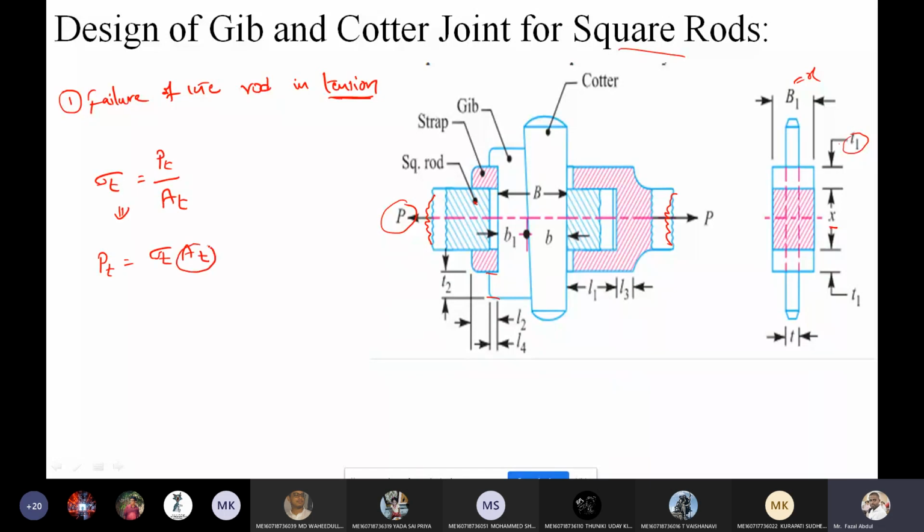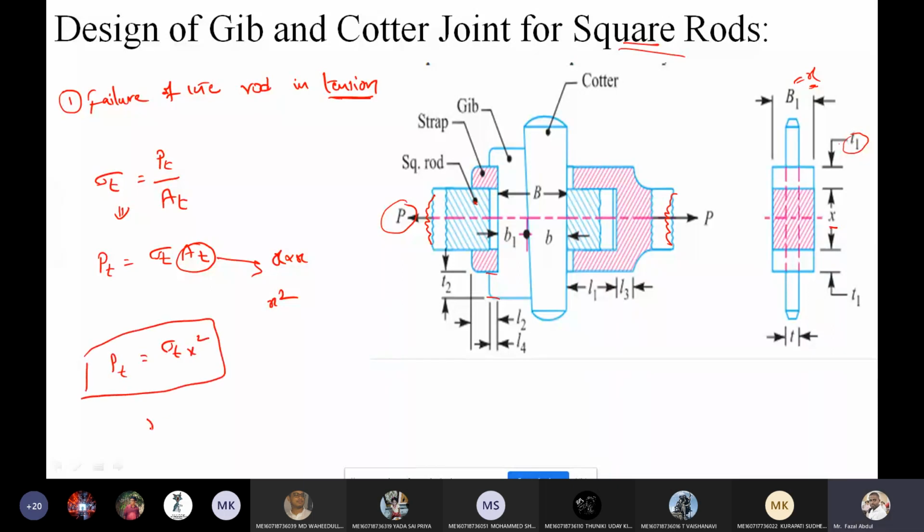Now what is At here? We have to take the failure area. What is the failure area of this one? See here, the side view. The end is going to fail if it is in tension. The failure area appears here with the red hash lines. The height is x and the width is also b1, so b1 is equal to x, since it is a square rod. It means the area is x into x, total x squared. Now the equation becomes Pt equals sigma t into x squared.